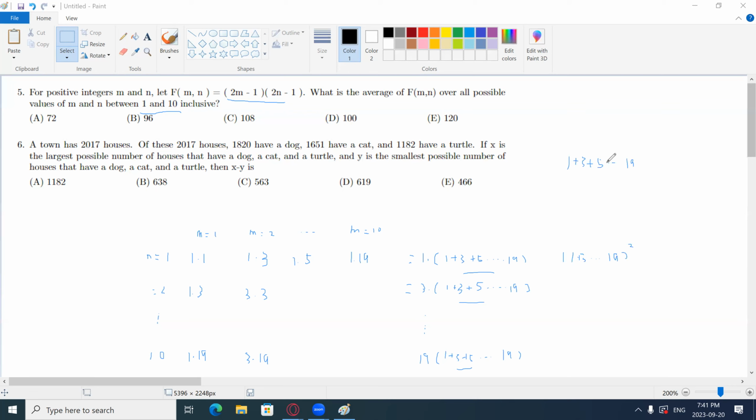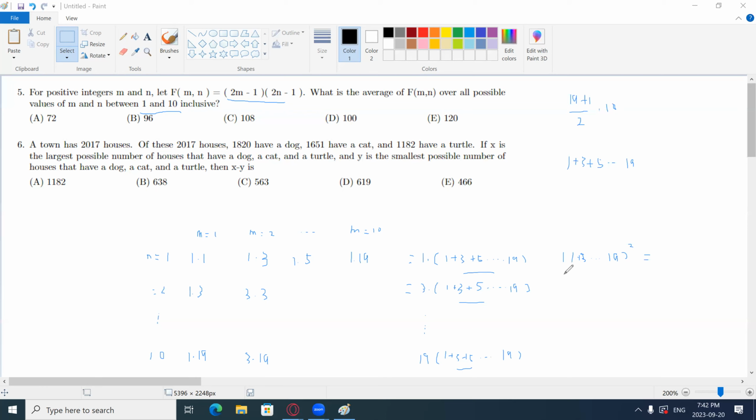So what is 1 plus 3 plus 5 until 19? We can use a formula that adds the first number and the last number, divides by 2, and multiplies by the number of terms, which is 10 terms. So (1 plus 19) divided by 2 times 10 would be 100. So we know this thing here is 100. 100 squared would be 10,000.